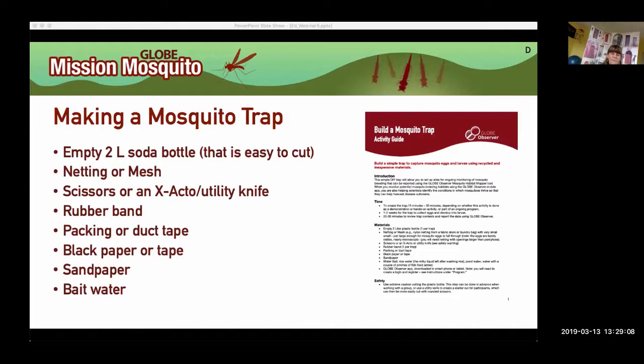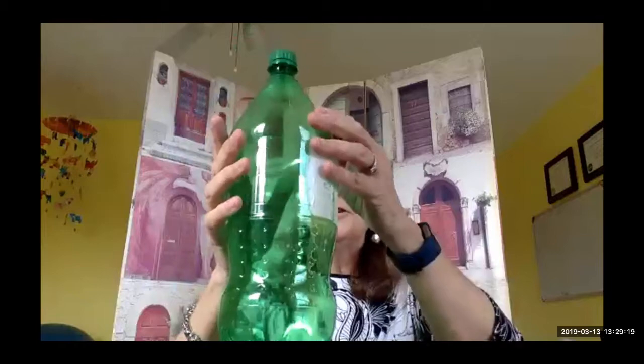I have to move my computer down here so that I can do my demonstration, and let me bring my soda bottle up where you can see it. So thank you so much, Cassie. Again, you are just amazing.